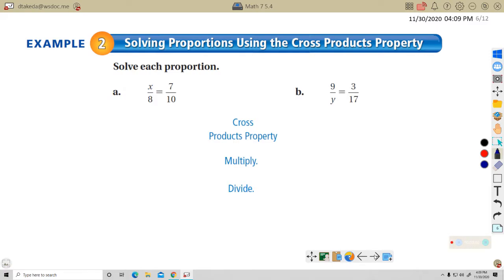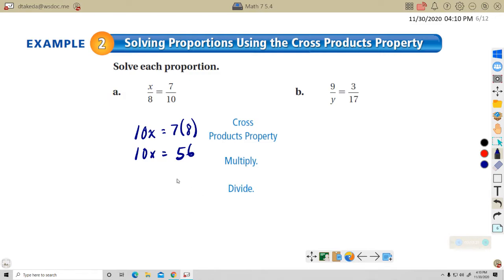Now we're going to use the cross products property. I know I demonstrated this on an earlier video, but we have two examples here we're going to do. x over 8 equals 7 over 10. Now I can't really say 8 times something equals 10 very easily, right? So I have to use cross products here. Let's do it. x times 10, 10x, is equal to 7 times 8. So 10x is equal to 56.